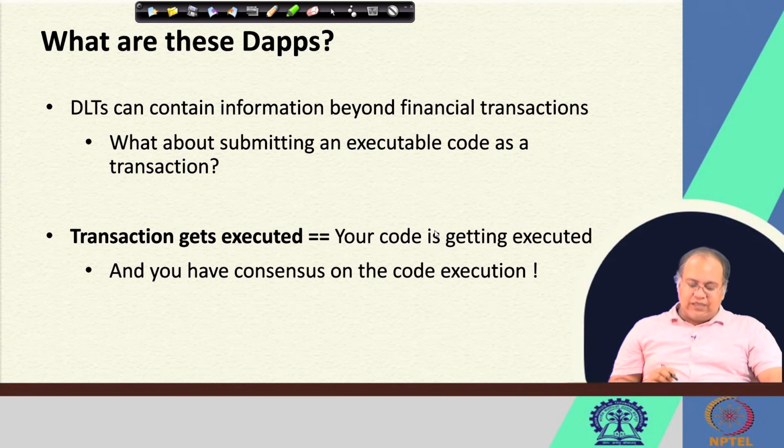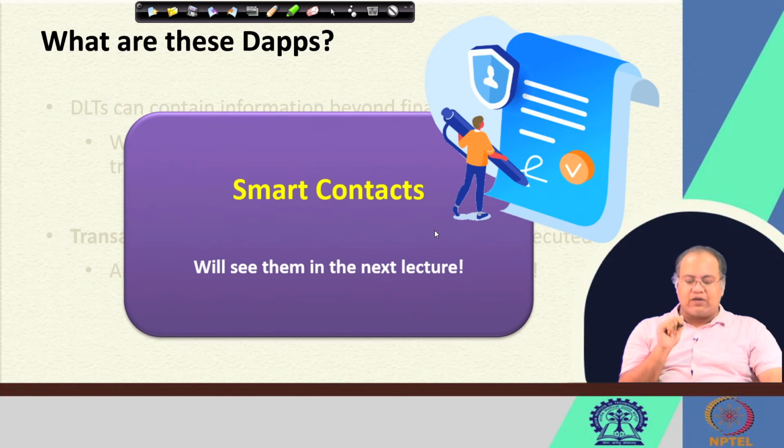Now, these transactions getting executed over a DLT is basically equivalent to your code getting executed whenever you put up an executable code as a transaction. And it is a decentralized, distributed architecture, and you are running a consensus algorithm. That means you have a consensus on that code execution. This is interesting. And this actually gives birth to another idea called smart contract, which we are going to see in detail in the next lecture.